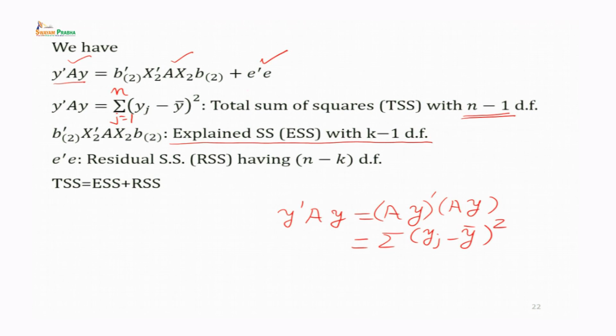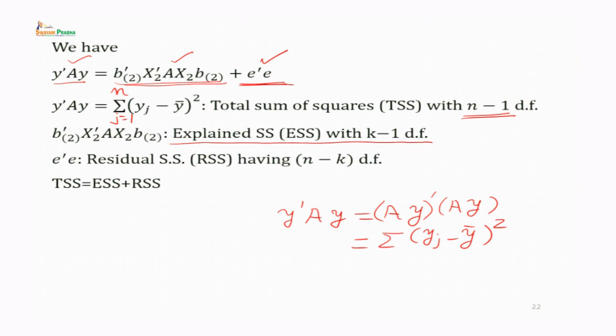So, unexplained part, the part of variation in y's which is unexplained by the regression. And for a good regression, this should be small, error sum of square, or residual sum of square should be small, and this part should be large.